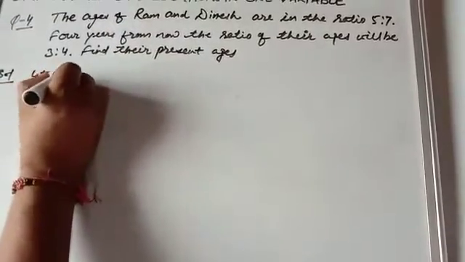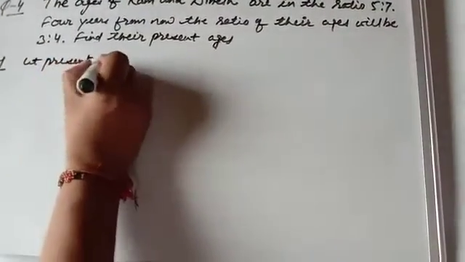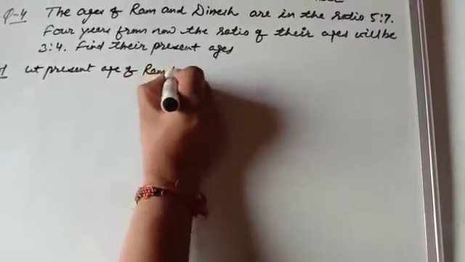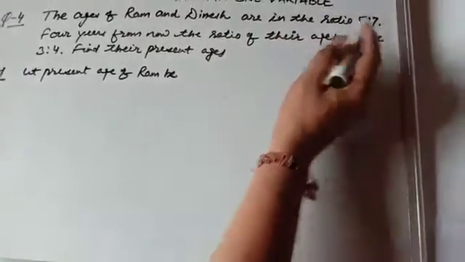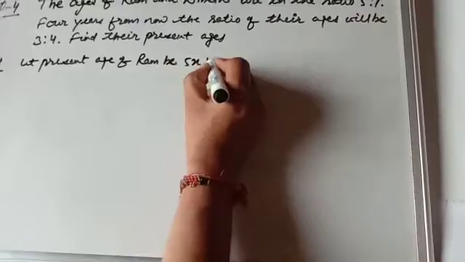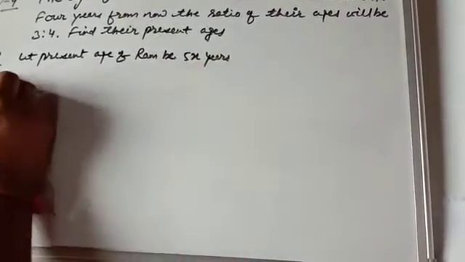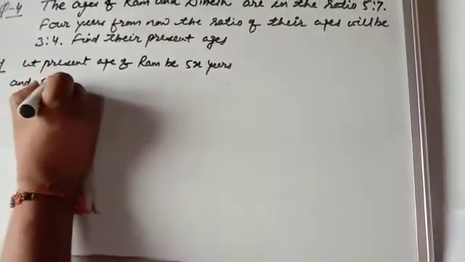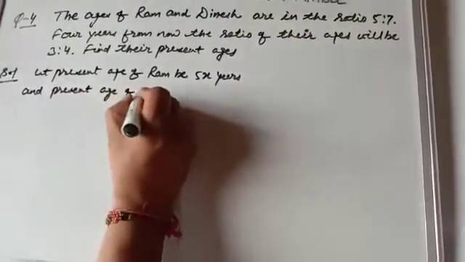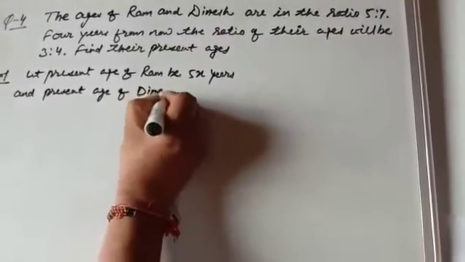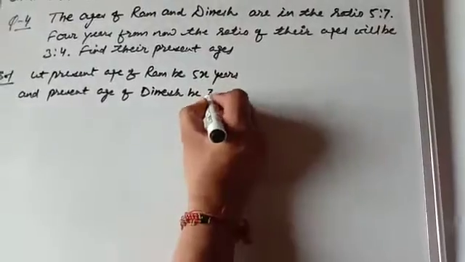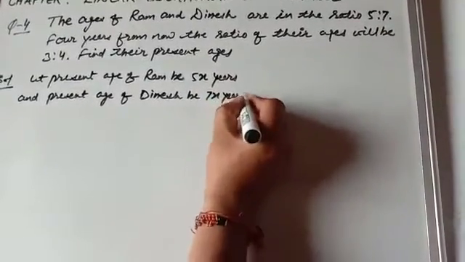Let the present age of Ram be, because the ratio is given, so we will take one variable with the ratio, that is equal to 5x years, and the present age of Dinesh be, because the ratio is 7, that is 7x years.